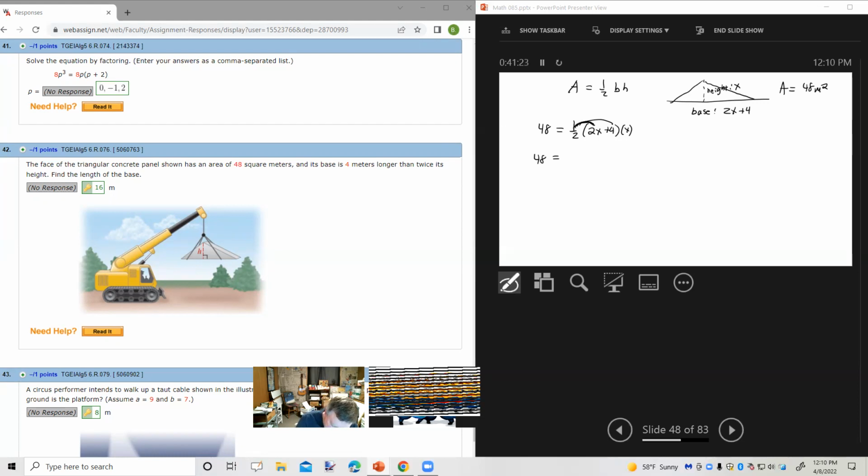So 1/2 times 2x would just be x. And then 1/2 times 4 would just be 2. And then all of that times x. Again, are you okay with what I did there? Yes. So then 48 equals x squared plus 2x.